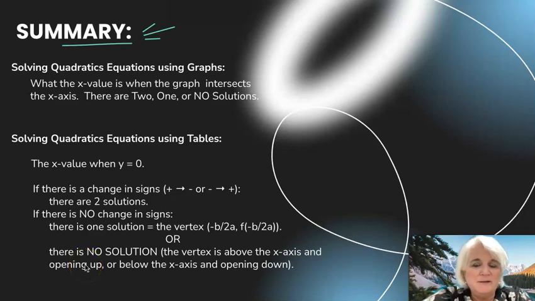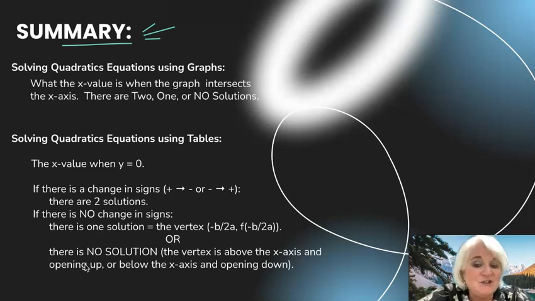So in summary, solving quadratic equations using graphs, you're looking at what the x value is when the graph intersects the x-axis. X-axis goes across. There are 2, 1, or no solutions. Solving quadratic equations using tables, it's the x value when y is equal to 0.